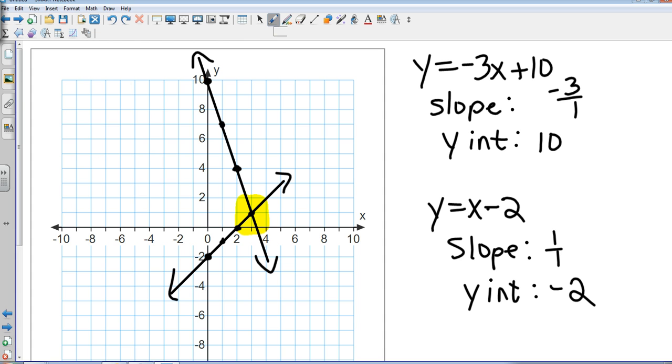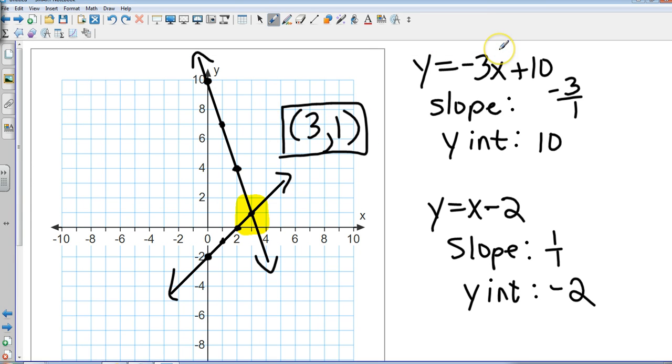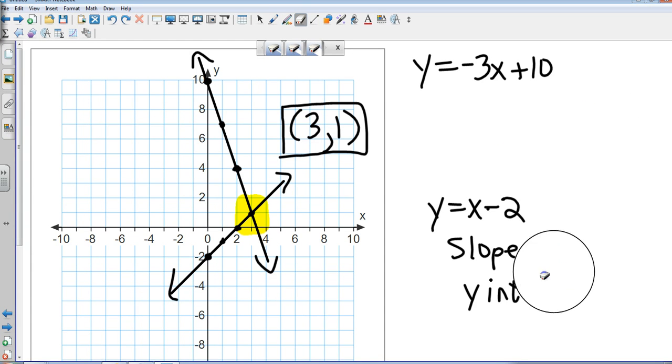So what you want to do is identify that coordinate. That coordinate is 3, 1. Okay, that is your solution. If you substituted 3, 1 back into both of those equations, then it would solve them. Now, some of you are saying, what does that mean? Well, let's take a look at it. I'm going to erase the slope-intercept. You need to leave yours in your notebook.